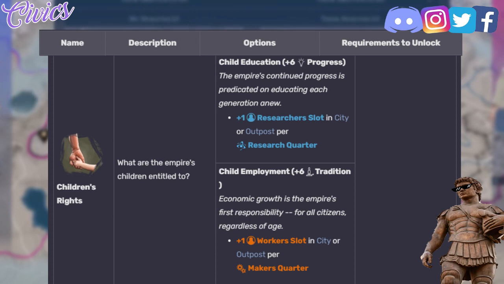Option B, child employment, plus 6 tradition. Economic growth is the empire's first responsibility for all citizens, regardless of age. Receive plus 1 worker's slot in city or outpost per maker's quarter.